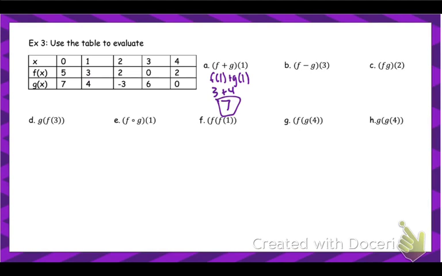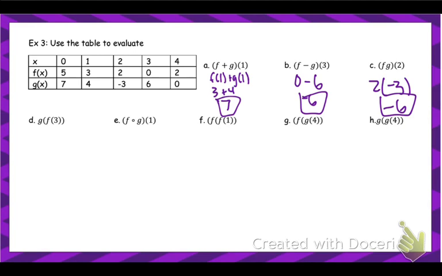f minus g of 3. So f of 3 minus g of 3. So 0 minus 6, negative 6. f times g of 2. So let's look at f of 2 is 2. g of 2 is negative 3. 2 times negative 3 is negative 6. Again, we're getting these from our table.